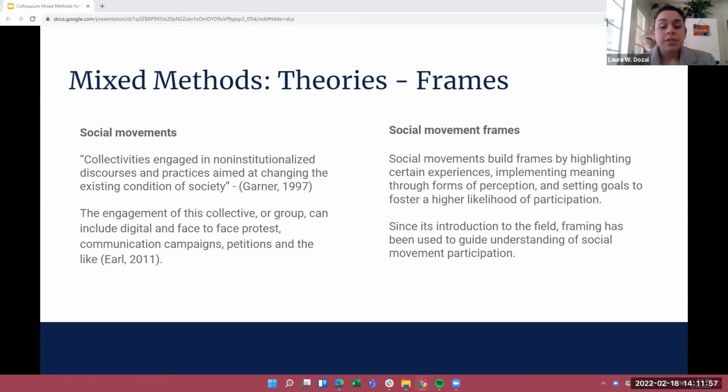So since its introduction to the field of social movement, framing has been used to guide understanding of social movement participation, and is a very influential field in social movement practice and academia.